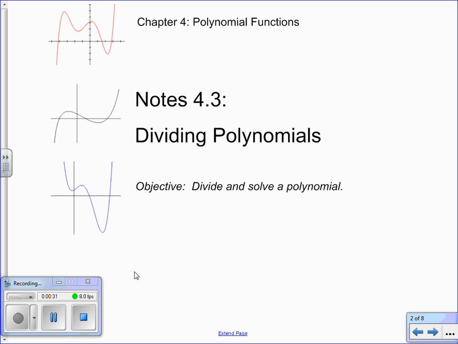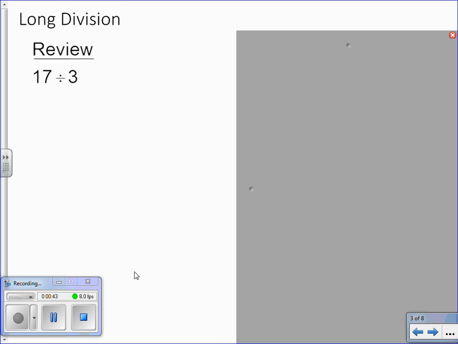Now, what's really cool, at the beginning of today we're going to take a trip down memory lane back to probably 4th grade when you first learned long division. So I'm going to start you off with a very easy problem. 17 divided by 3.